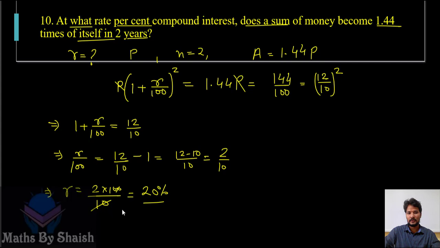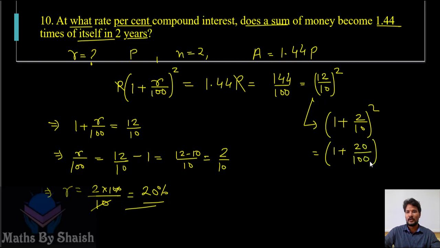That is going to be 20%. And again by the same method we can rewrite this as 1 plus 2 over 10 whole square, and that can be written as 1 plus 20 over 100, and once we have the same thing everywhere, we can simply compare and get R as 20%. So let's discuss the next one now.